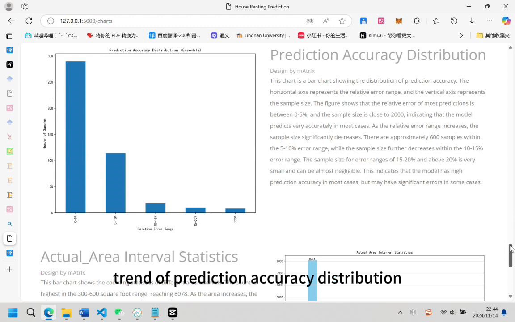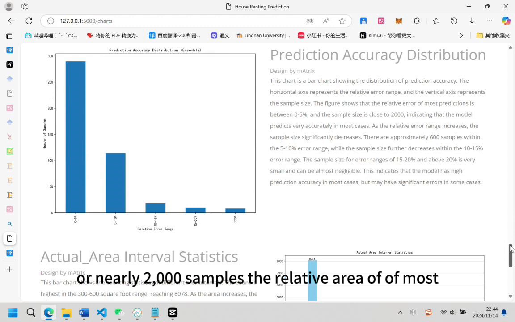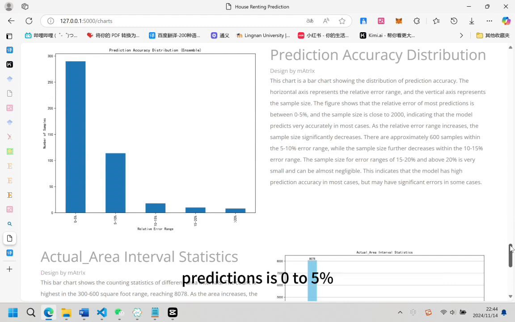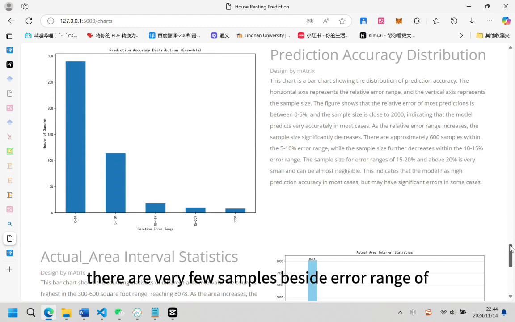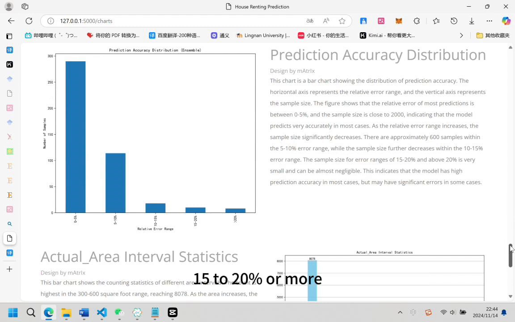The 10th one is trend of prediction accuracy distribution. The bar chart shows that for nearly 2,000 samples, the relative error of most predictions is 0 to 5%, indicating high accuracy. As the error range increases, the sample size significantly decreases. There are approximately 600 samples receiving the error range of 5 to 10%, and even fewer within the range of 10 to 15%. There are very few samples with an error range of 15 to 20% or more. This indicates that the model is generally accurate, but there may be significant errors in some cases.